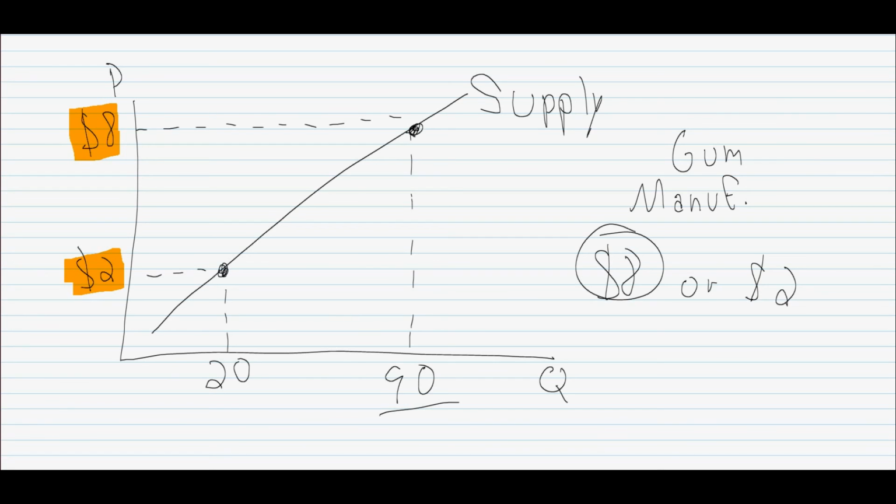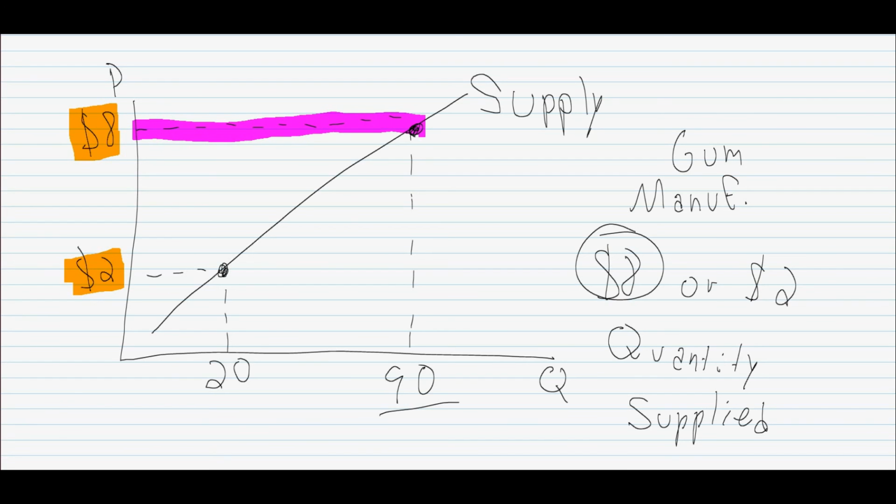So just like a movement along the demand curve shows the change in quantity demanded, a movement along the supply curve is the quantity supplied. That's what will change. So at a given price, for example, $8, if you move across from the $8 to the supply curve, you hit the supply curve and you move down. That quantity that you hit down here, that 90, that's going to be your quantity supplied. That's the amount the supplier is willing to make at a given price, in this case $8.